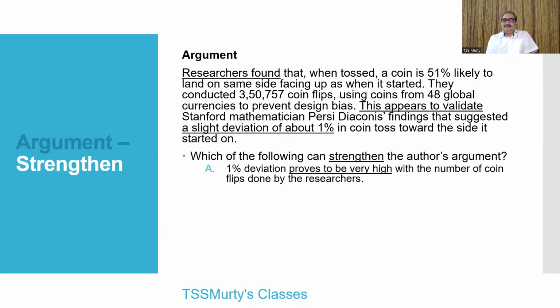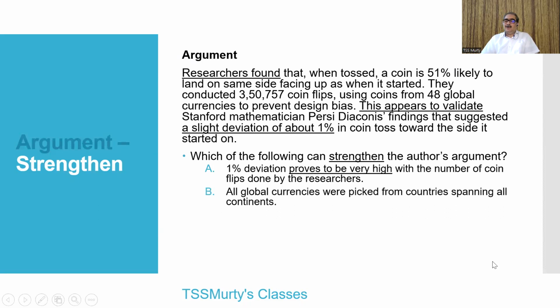Choice A says 1% deviation proves to be very high with the number of coin flips done by the researchers. It proves to be very high. It can't be 1%. Well, it is found to be 1%. It can't be that. It proves to be very high, which means that more or less this appears to invalidate the given argument. It doesn't support the idea. Maybe it weakens. I can't take this to be the possible answer.